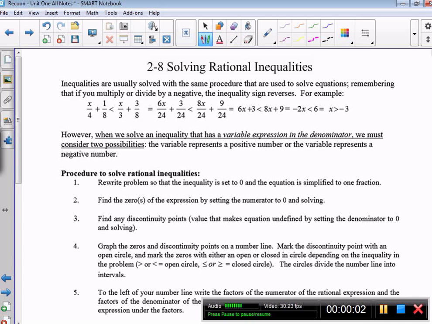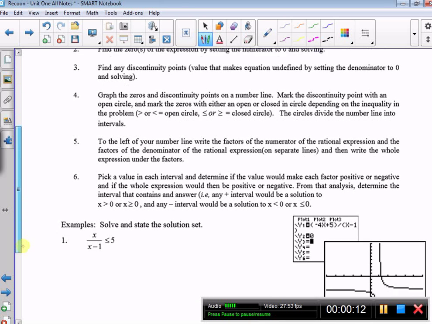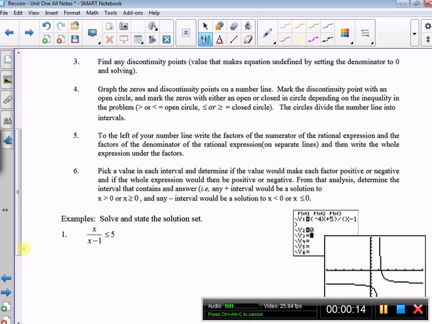Okay, solving rational inequalities is what we're going to be talking about today. There's lots of how-tos here, and that can get a little confusing. So basically, listen to my voice. I'm going to take this example.